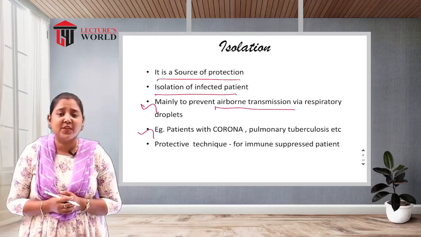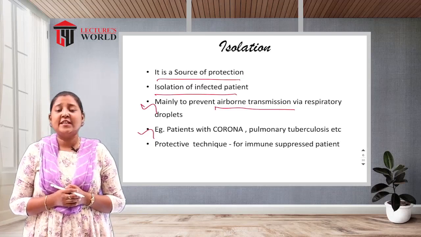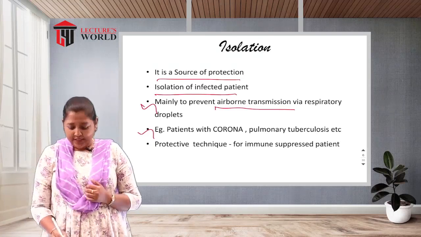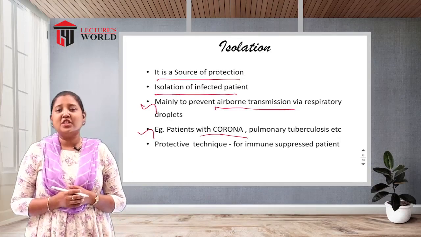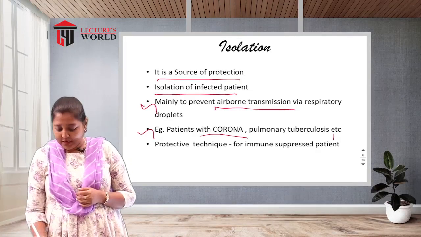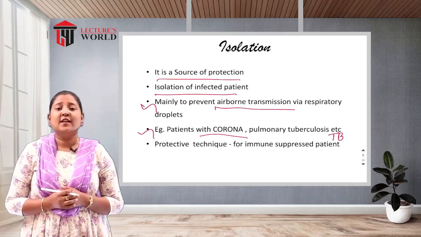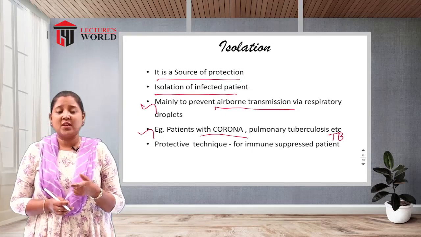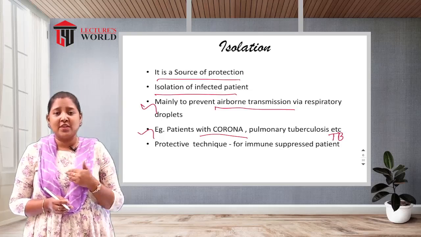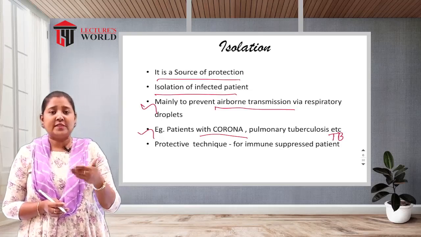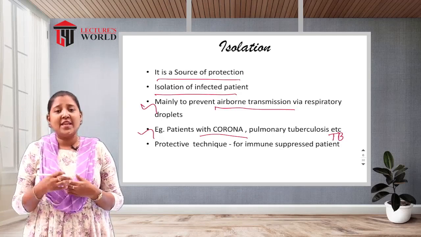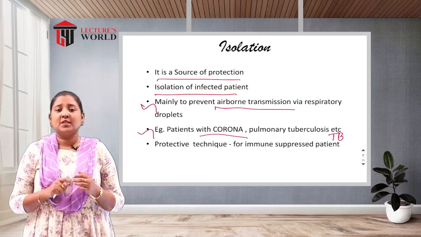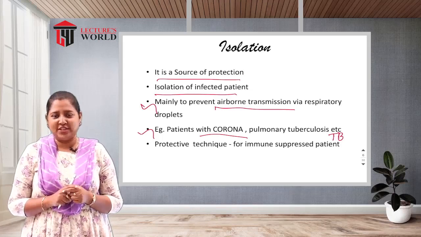What kind of patients can we keep in isolation? Especially very contagious diseases. In the current scenario, it is corona and pulmonary tuberculosis, which we call TB. Patients with these disease conditions will be transmitting the microorganisms from their body through cough and sneezing into the air, and from that air, another immune suppressive patient will be able to receive it. So such patients can be kept in isolation wards.